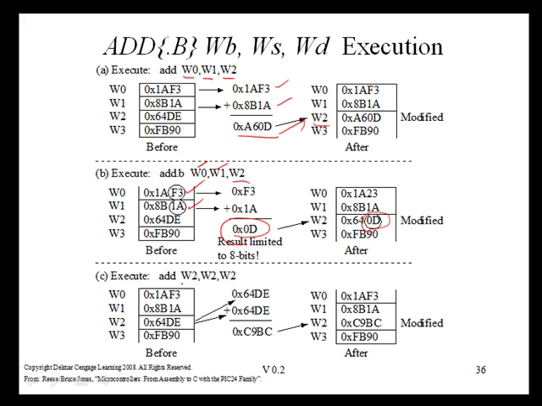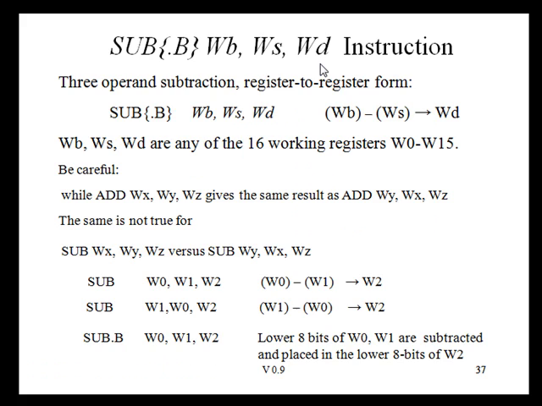Finally, here's an example of using the same register for all three operands. This will simply take the W2 value, add it to W2, and stick the result back in W2. At this point, we've modified the value of the W2 register. So if we can do addition, we can also do subtraction.